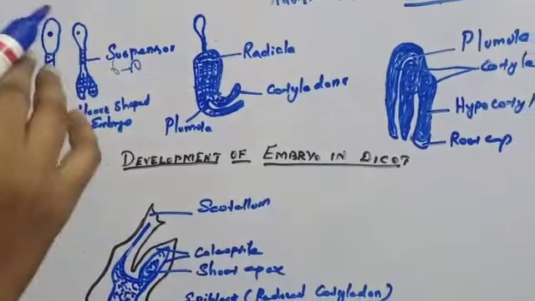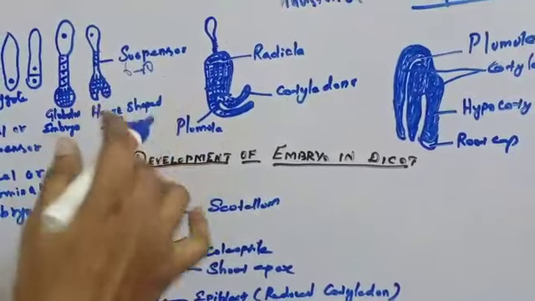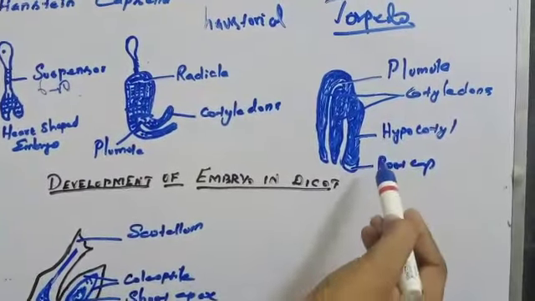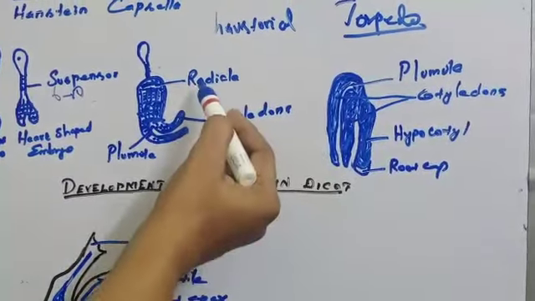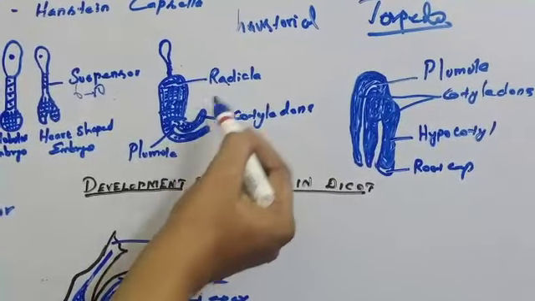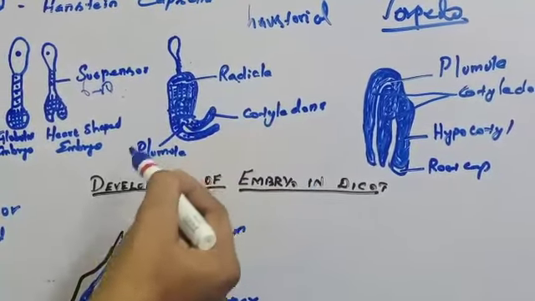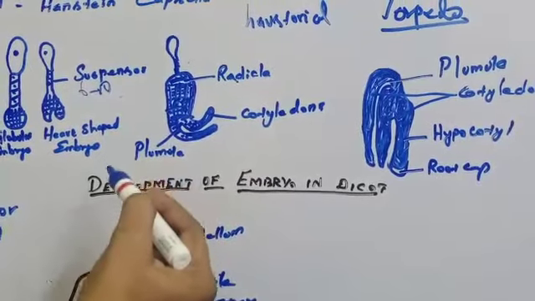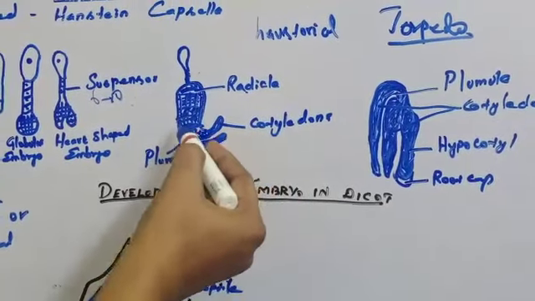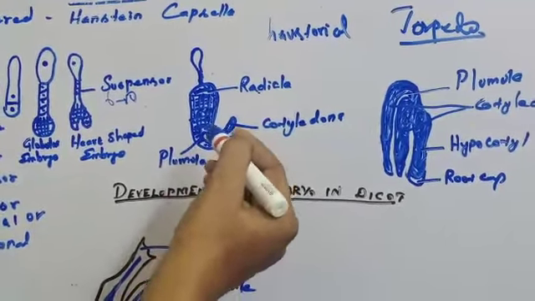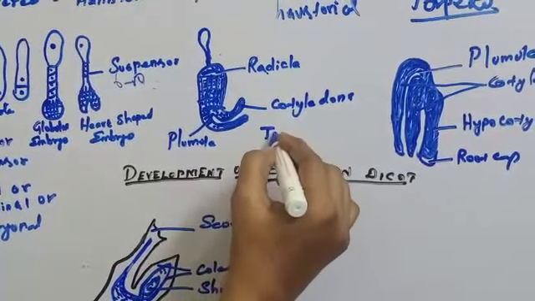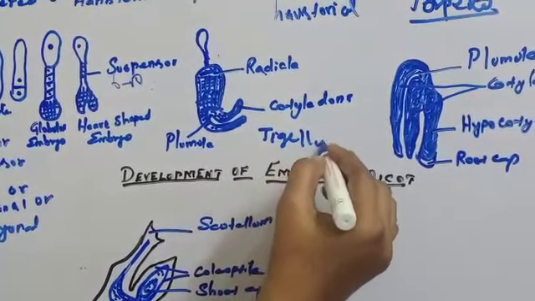And there is an axis present between the plumule and the radicle. That axis is called the embryonal axis. It is also called tigellum.